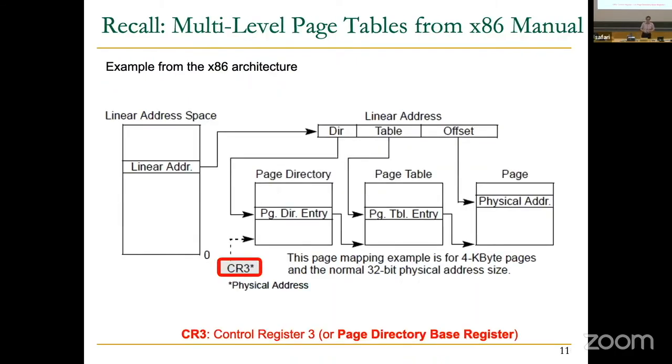Now, I was also giving you examples of multi-level page tables from the x86 manual. We actually went through this. Essentially, this control register 3 is the page directory base register, which is a physical address. And only this page directory table, which is essentially a first level page table, needs to be in physical memory. And everything else can be in virtual memory. But you can see that you need to translate this to get to another page table and index it using some other bits in the linear address or virtual address to get to the page address or translation.